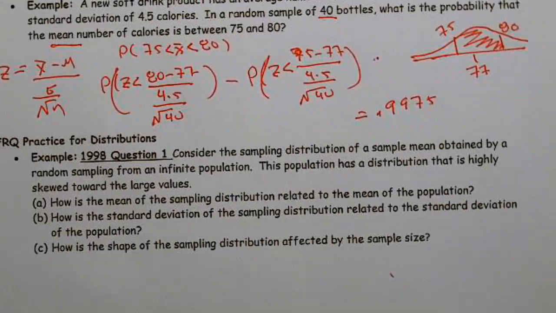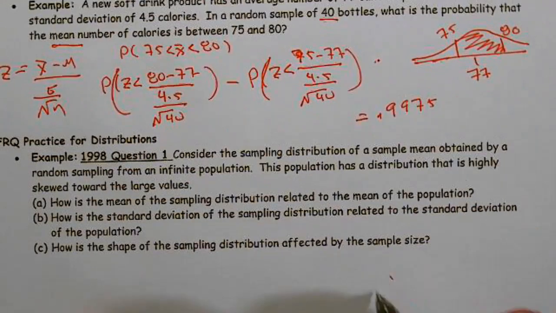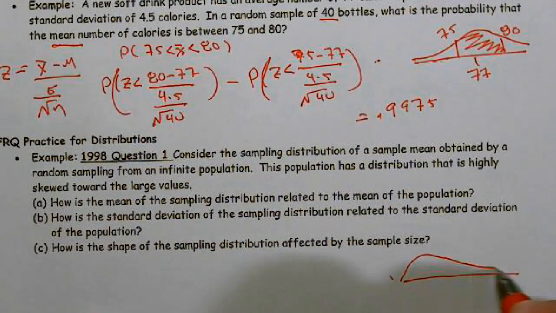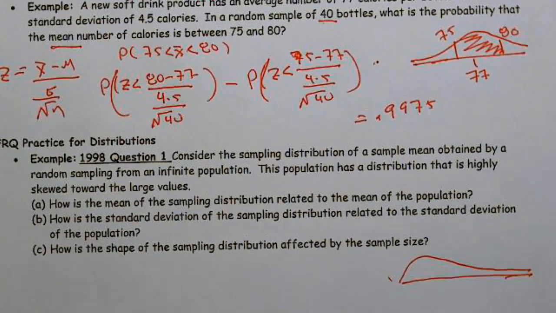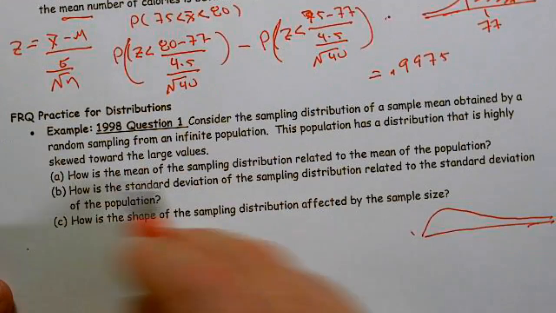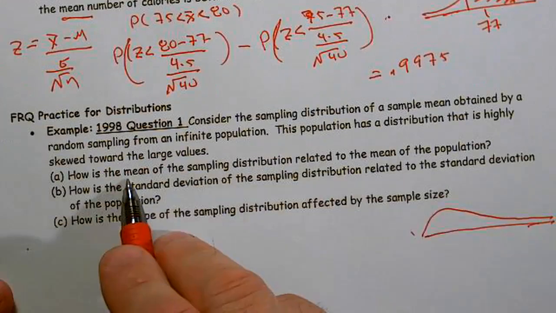Finally, consider the sampling distribution of a sample mean obtained by a random sample from an infinite population. The population has a distribution that is highly skewed towards the large values. When they say that, that means it is skewed to the right. It's been stretched to high values. How is the mean of the sampling distribution related to the mean of the population? I'm just going to answer that question as opposed to write it down.